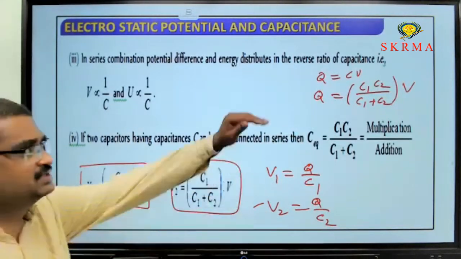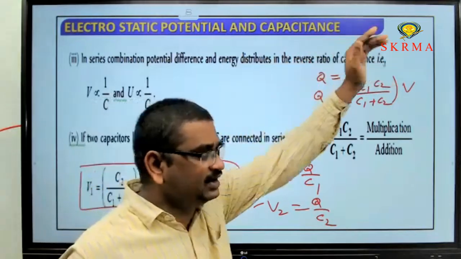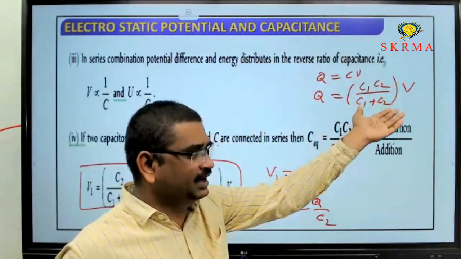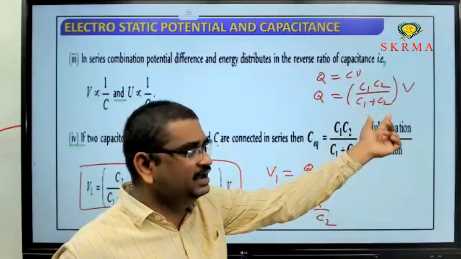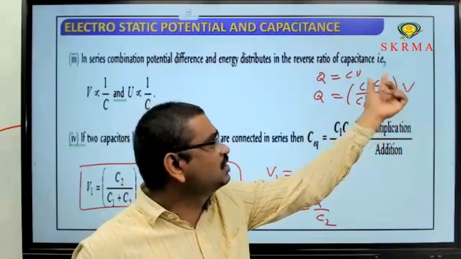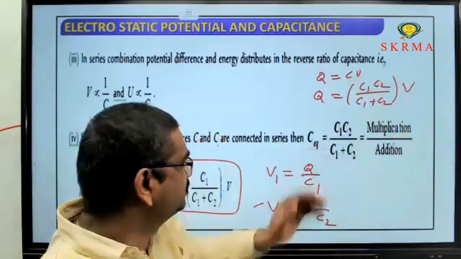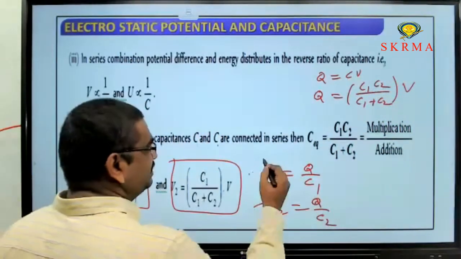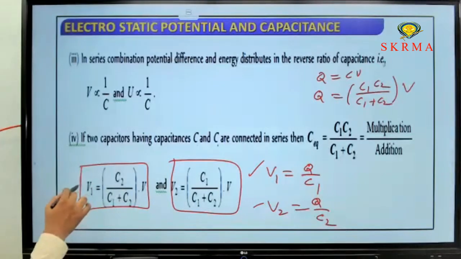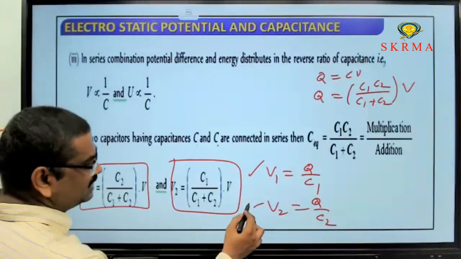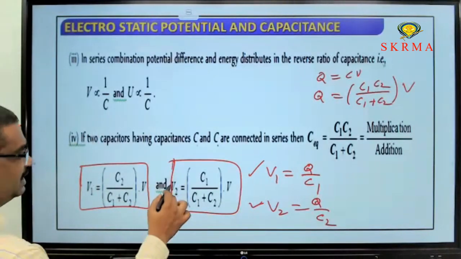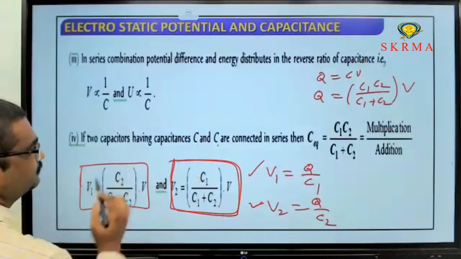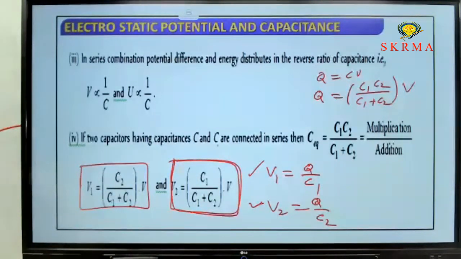Only one formula is there, that is Q equal to CV. In series combination, C can be written as C1 C2 by C1 plus C2. So V is the same V. Just substitute that Q value in this equation, then you will get the V1 equation. Substitute that Q value here, then you will get the V2 equation. Is this clear? This is for two capacitors. Next one.